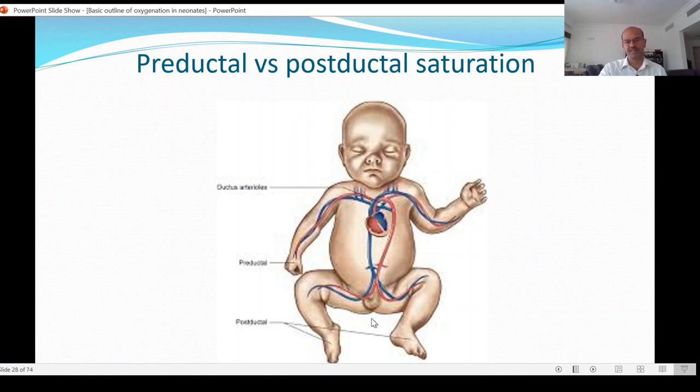If you need to keep increasing the FiO2, double check that there is no pulmonary hypertension. And if there is pulmonary hypertension, obviously you need to do an echo and make sure that baby doesn't need anything more to help.